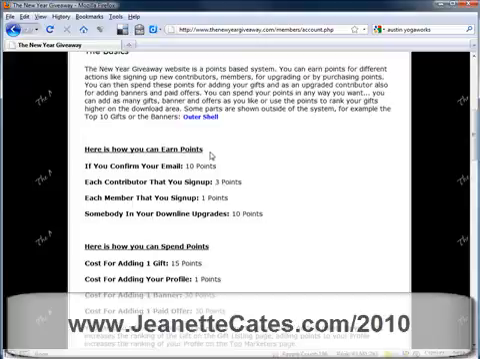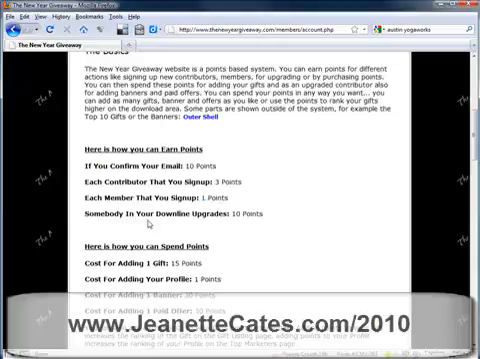The entire giveaway system is based on a points system. So the more points you have, the more points you can spend. So you earn points by confirming your email for 10 points. And then each contributor that you sign up earns you 3 points. Each member that signs up is 1 point.